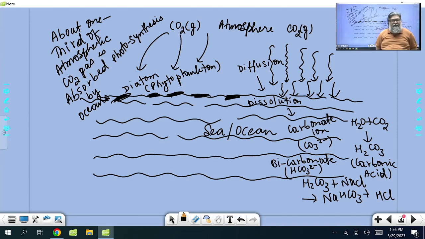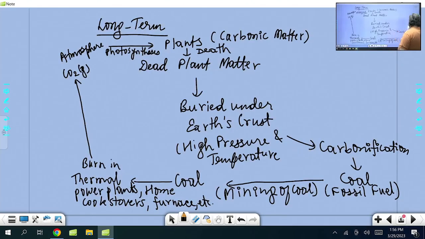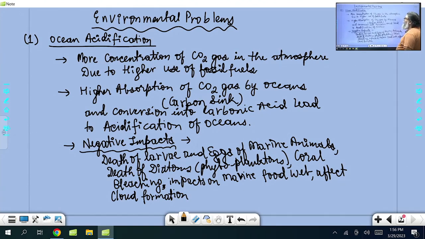Right? UPSC is not going to ask you about a university, college or lab experiment. That is not the part. But you should know that because of such acidification, what impacts there will be on marine life or the marine environment. So that is what I have discussed as the first thing, ocean acidification.